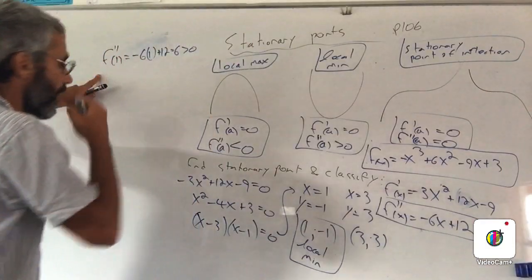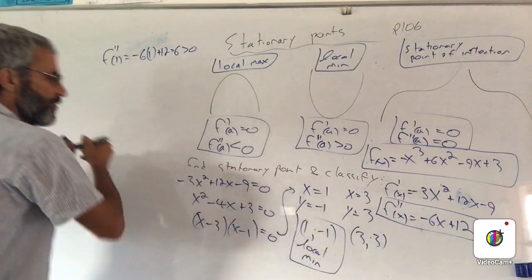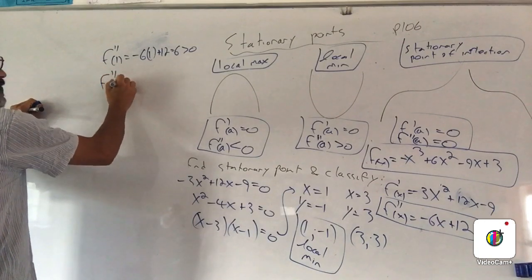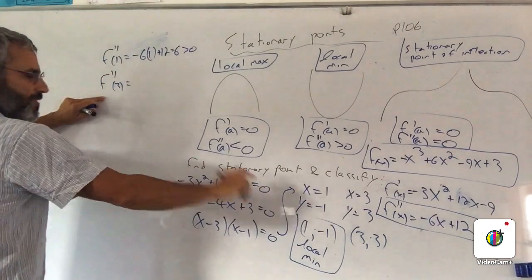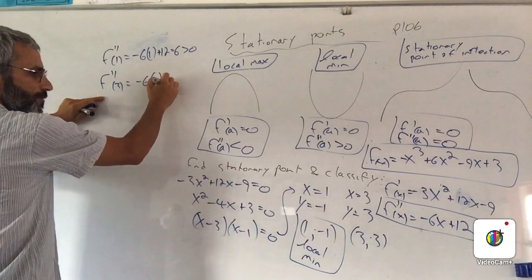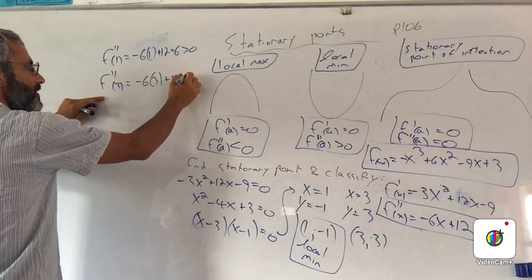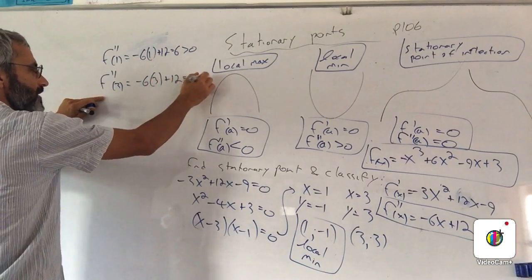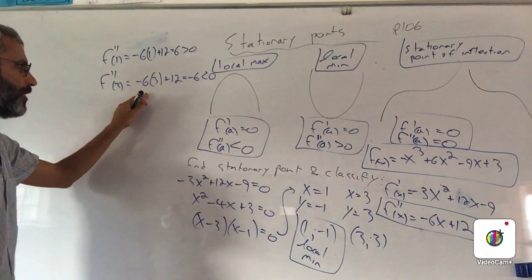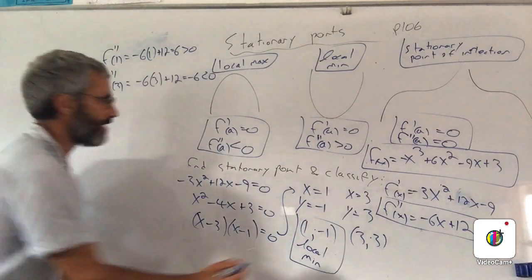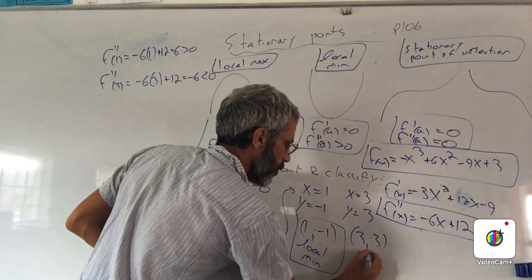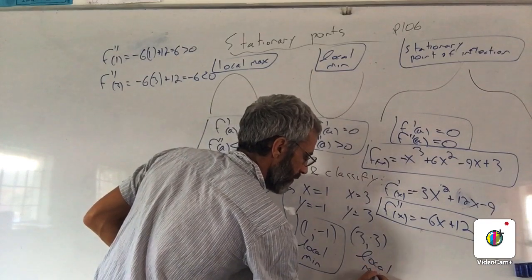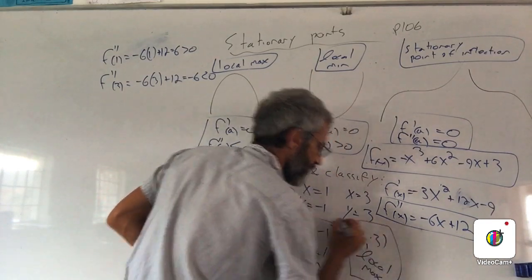Alright, so now we want to find out the nature of this point. So I'm going to sub 3 in the second derivative. Minus 6 times 3 plus 12. And that's equal to minus 6, which is smaller than 0. Just check me, right? Okay, so what is that if it's smaller than 0? It's a local maximum. And then we're done.